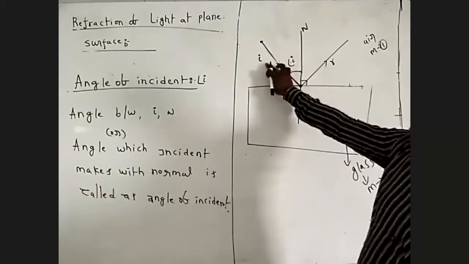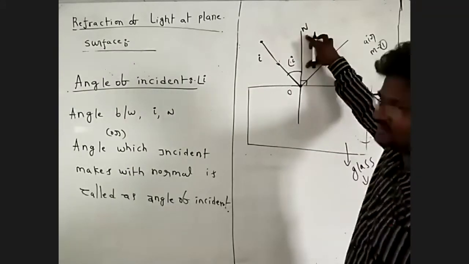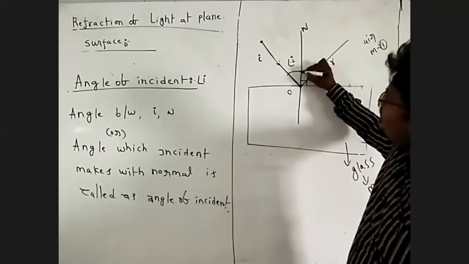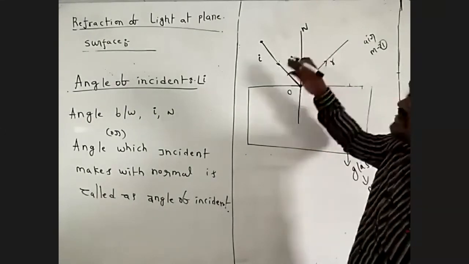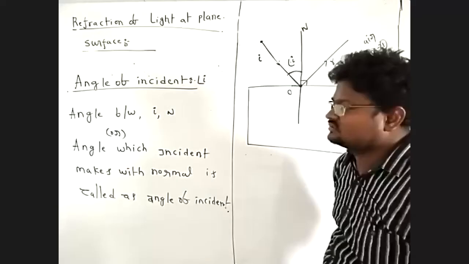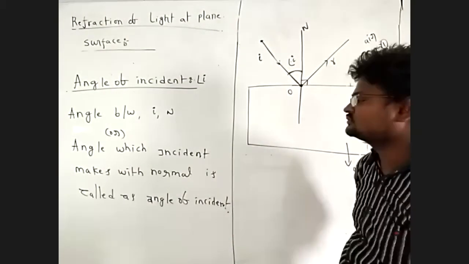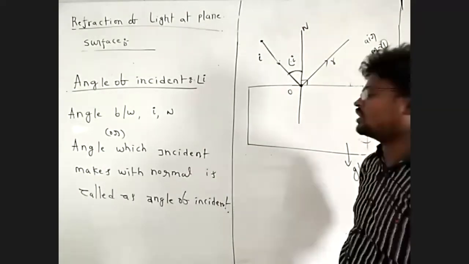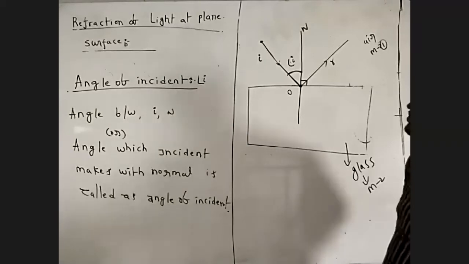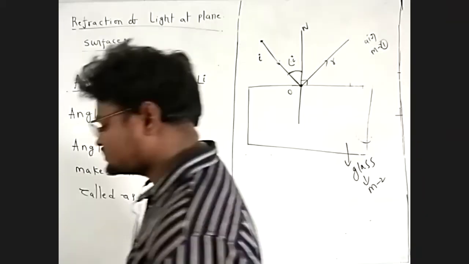This line is the incident ray, and this straight line is the normal. The angle between the incident ray and the normal is called the angle of incidence. Another definition: the angle which the incident ray makes with the normal is called the angle of incidence.